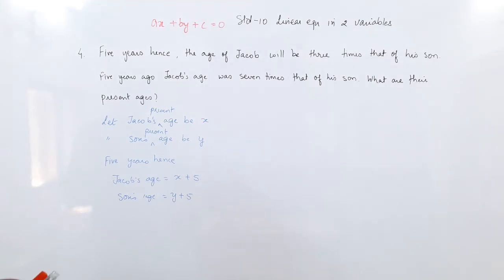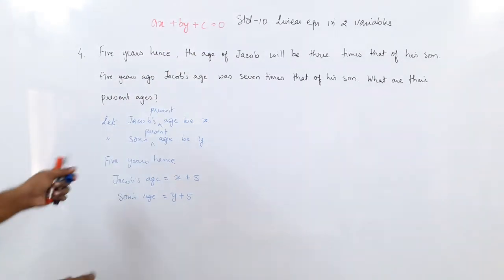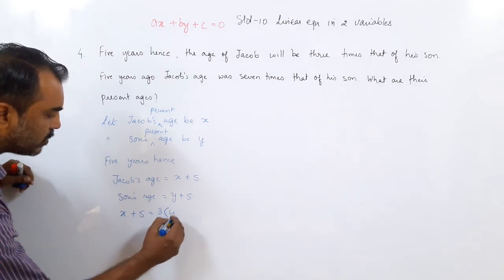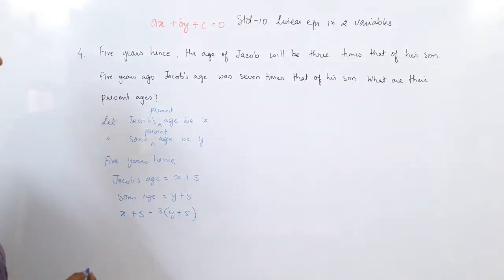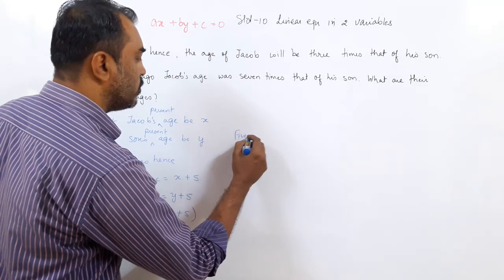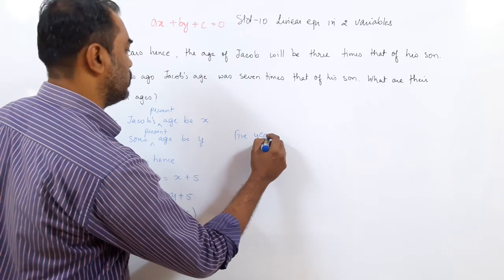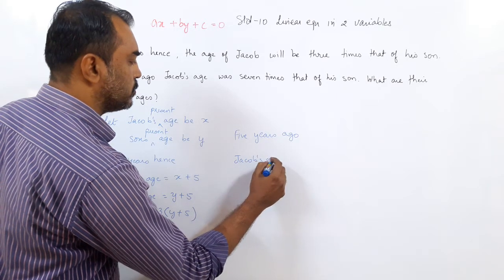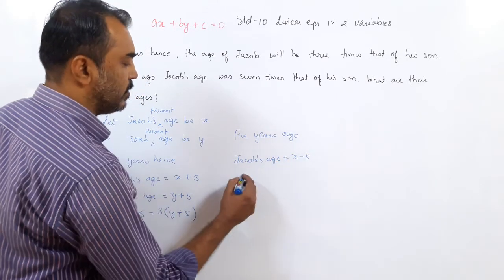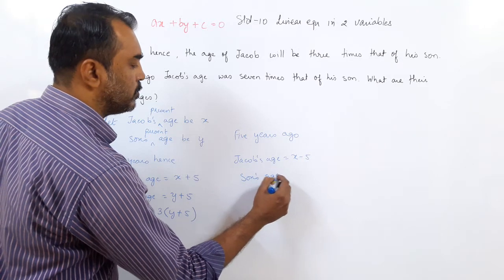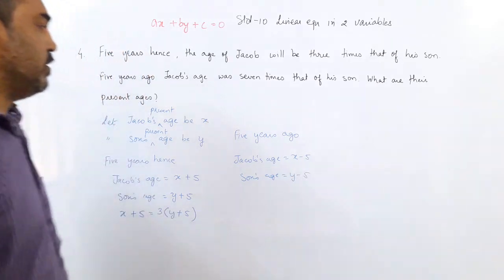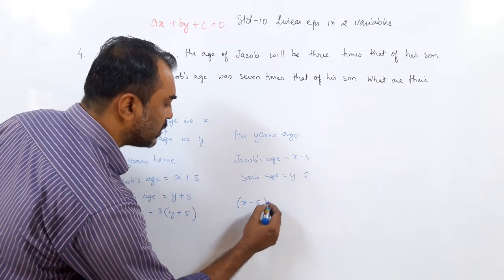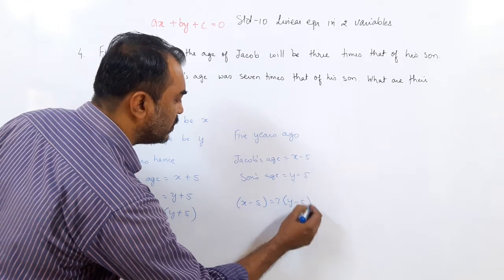But what is the relation? The relation is Jacob will be 3 times the age of the son. This is 5 years hence. And 5 years before, 5 years ago, Jacob's age would have been how much? x minus 5. And son's age would have been y minus 5. But at that time, the relation was Jacob was 7 times the age of the son.